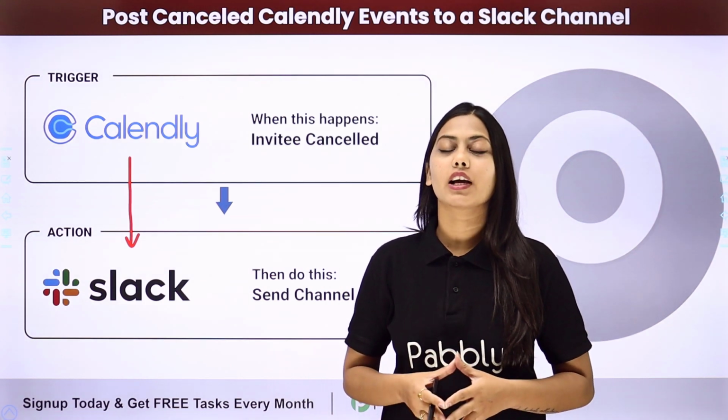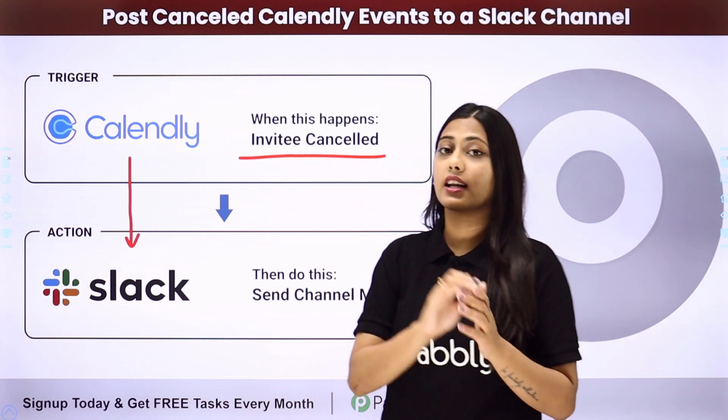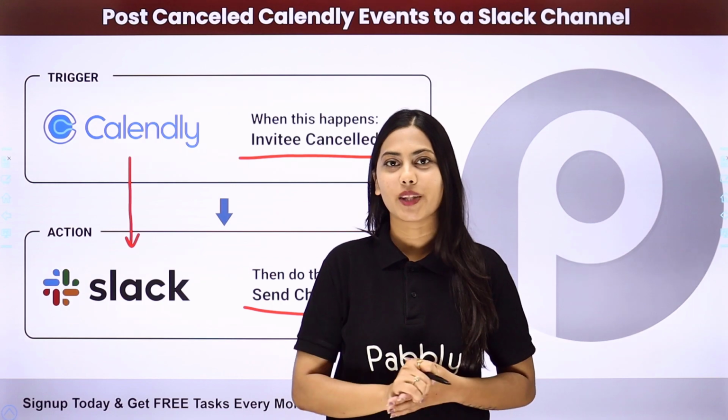So this automation that we are going to create using Pabbly Connect, here our trigger will be the invitee cancelled and our action will be to send channel message in Slack channel. Let us learn how to do that.